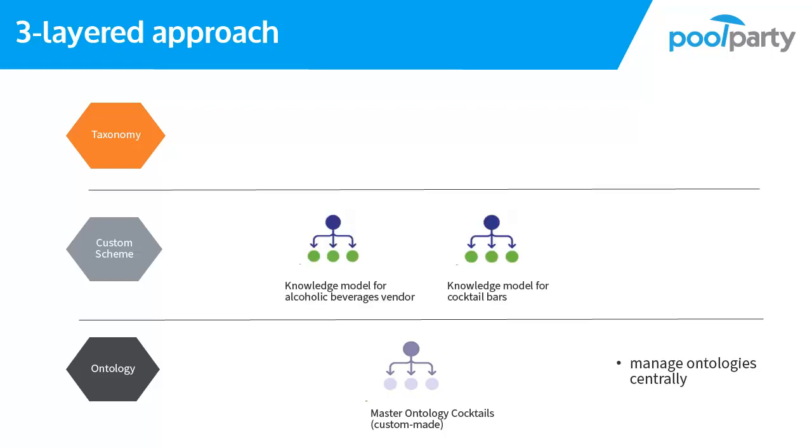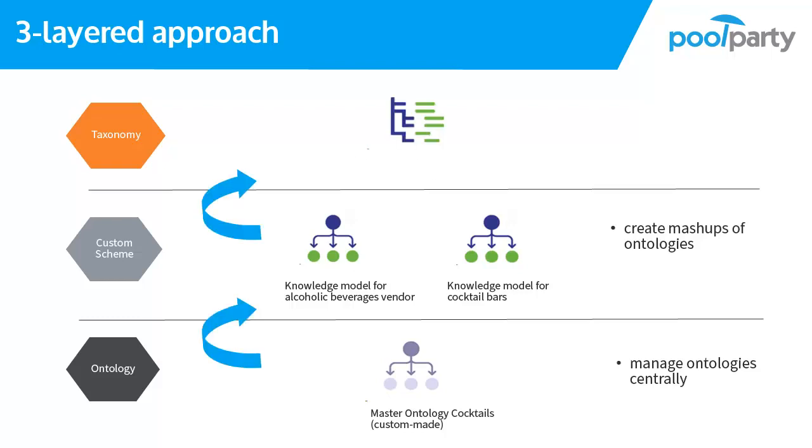To use an ontology, you need to create a custom scheme in PoolParty, and it's here that you can take parts of one or multiple ontologies and customize it for your taxonomy. You create mash-ups of different ontologies in a custom scheme. And if you encounter due to your project learnings that you need to do some changes to your ontology, which is now used distributed, you can do the changes at the ontology layer and it will be propagated to your custom schemes and therefore to your taxonomies.